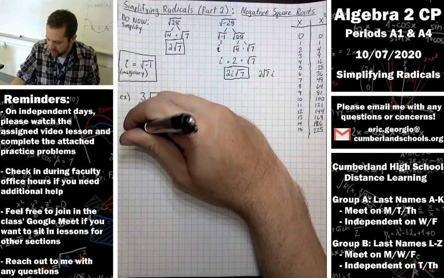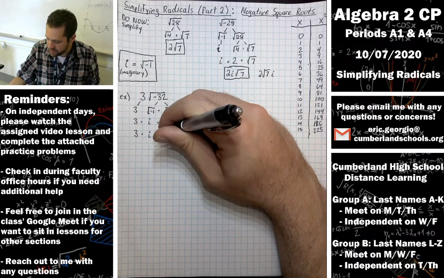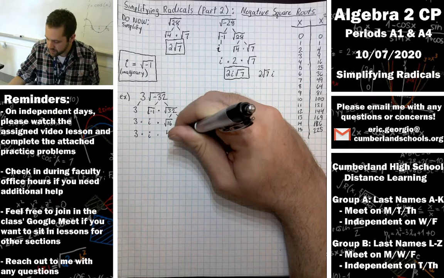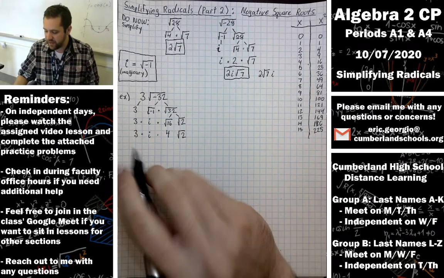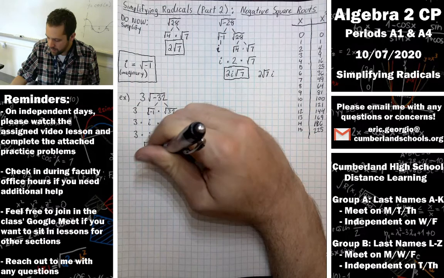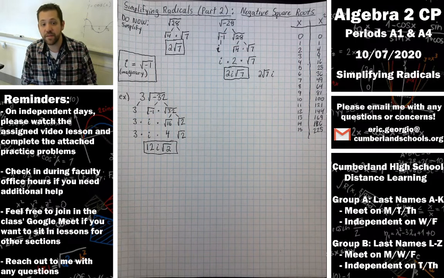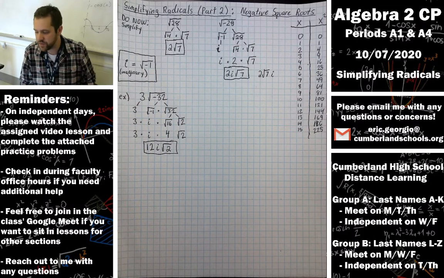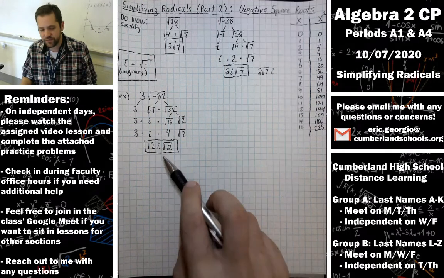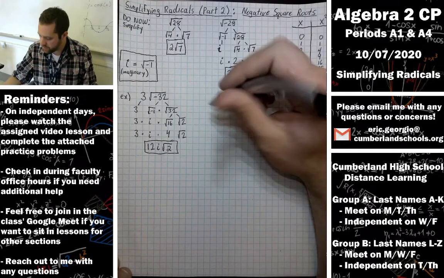Now watch as everything carries down. I have 3 times i still sitting there, times the square root of 16 is 4, times the square root of 2. And we're just going to stick all of these together. 3 times 4 is 12, i square root of 2. And so that is how we would represent something like that. Okay, in simplest radical form. That's what this is referred to, by the way. I don't think I mentioned that in the last video. This is referred to as simplest radical form. Okay, next one.